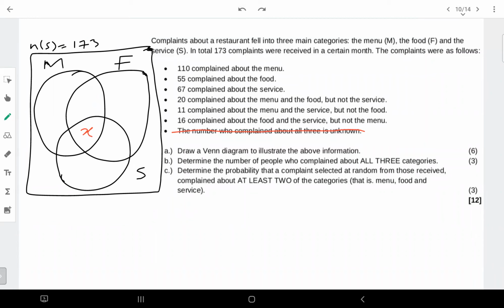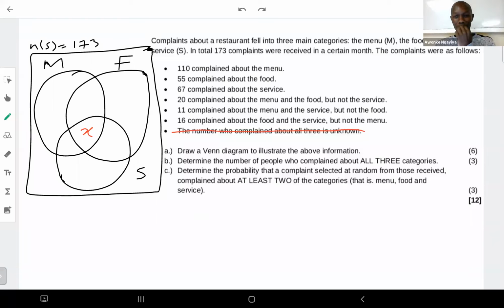20. 20 minus X. Do we write 20 minus X or do we write 20? 20 minus X. 20. Oh, 20. Yeah, 20. I knew that there's going to be a debate here. Is it 20 minus X or 20? 20. Very good. It is 20.